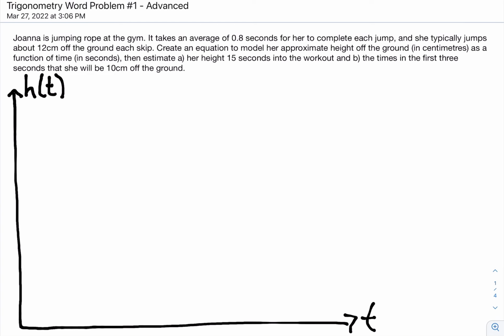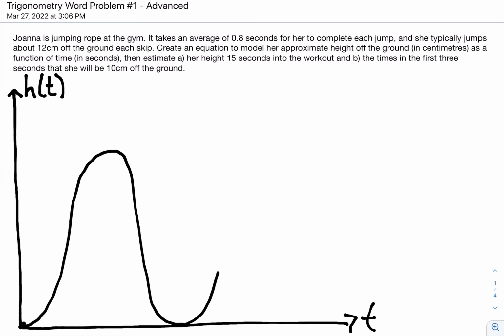So we know that we can set up these graphs however we want. Let's assume that she starts on the ground at time equals 0. Okay, so she starts on the ground and then she jumps into the air. She jumps into the air, reaches her maximum, comes back down, hits the ground, jumps into the air, hits her maximum, comes back down, hits the ground. Okay, so what do we know?